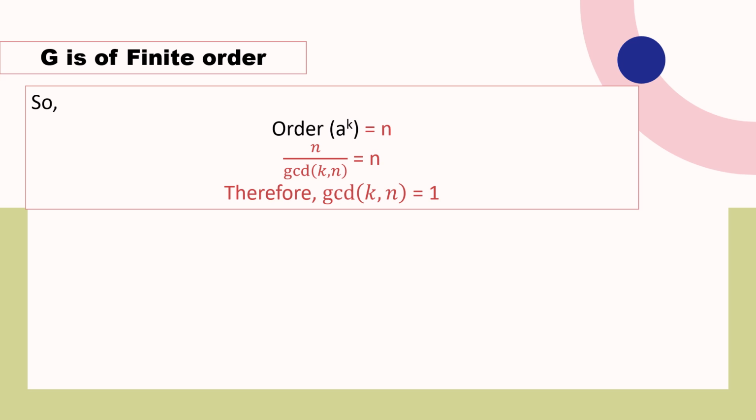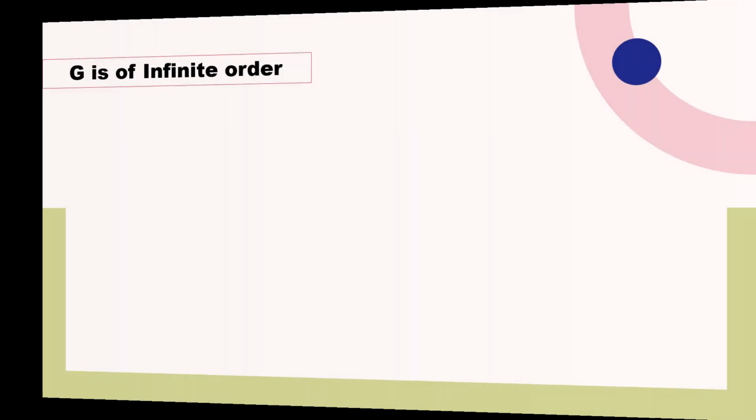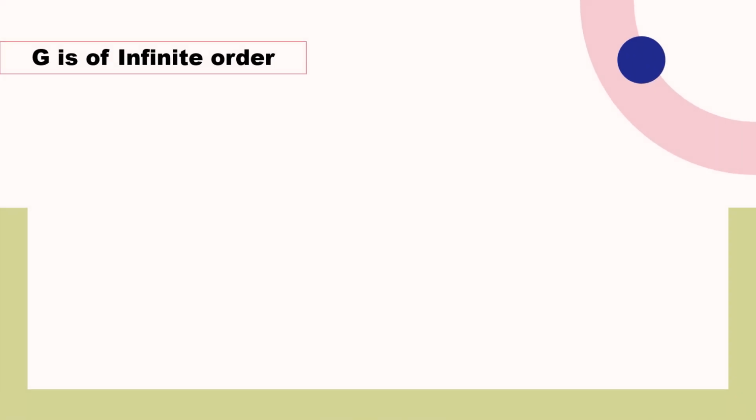Alright. I hope that's clear. Now we're going to move to the second part B of the theorem. That is, G is of infinite order. Now how do we do that?